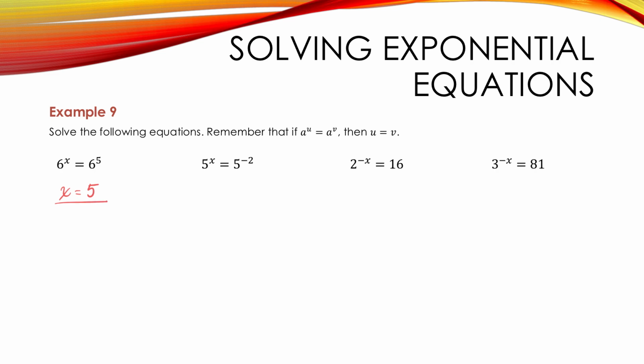If we look at the second one, 5 to the x is equal to 5 to the negative 2. They have the same base. The bases are equal. Therefore, we will set their exponents equal to each other, which means x is negative 2.